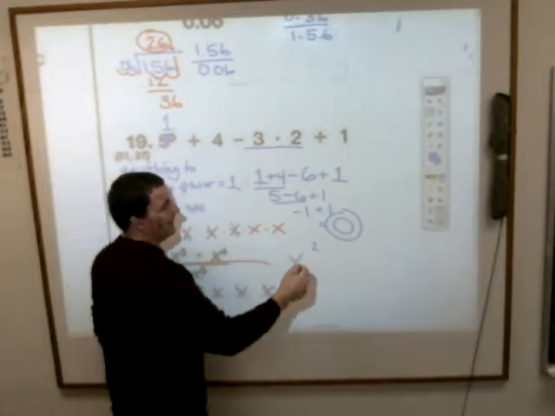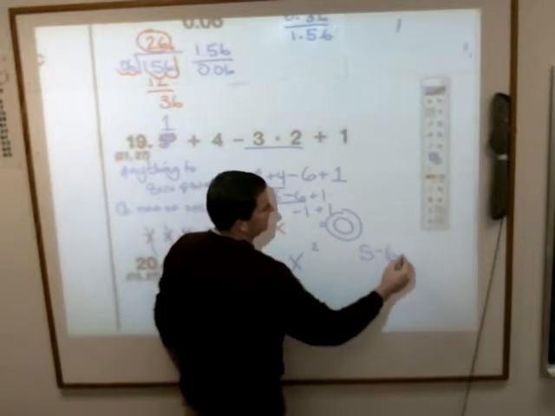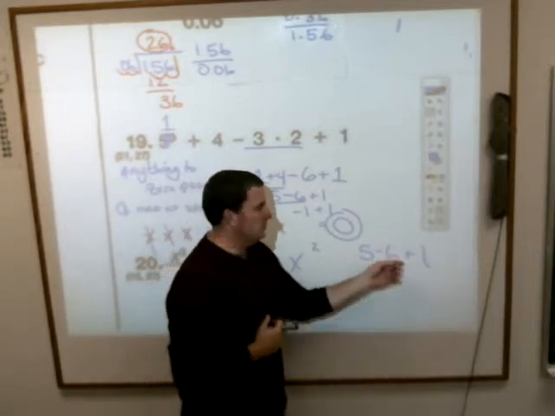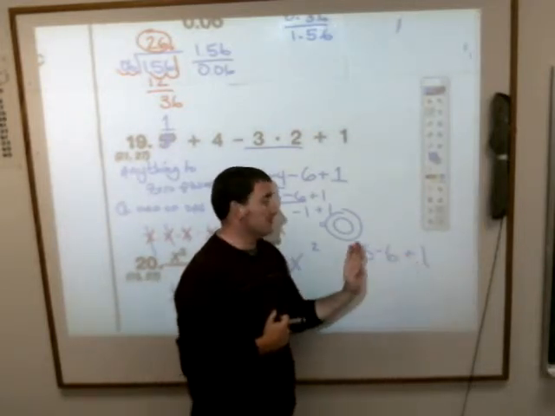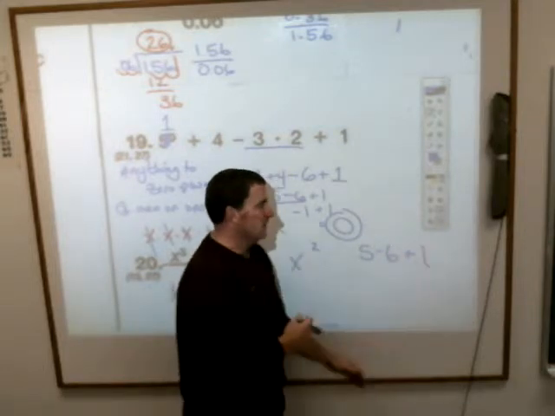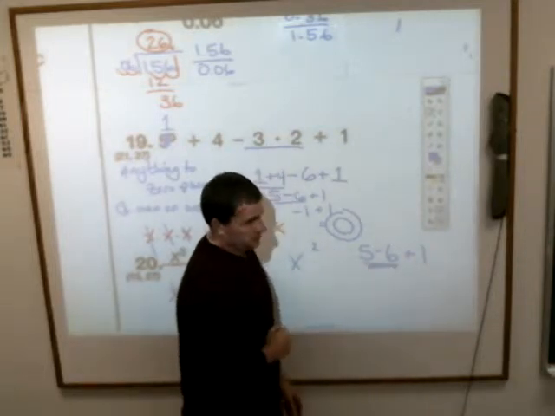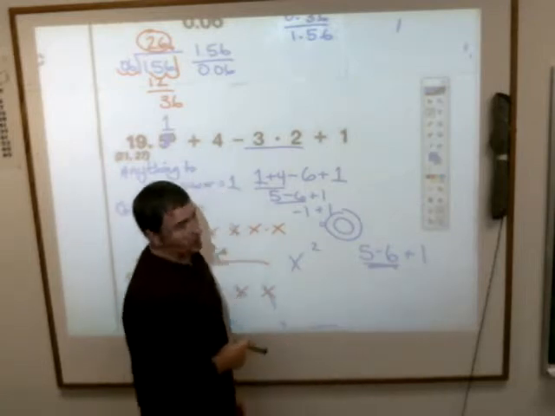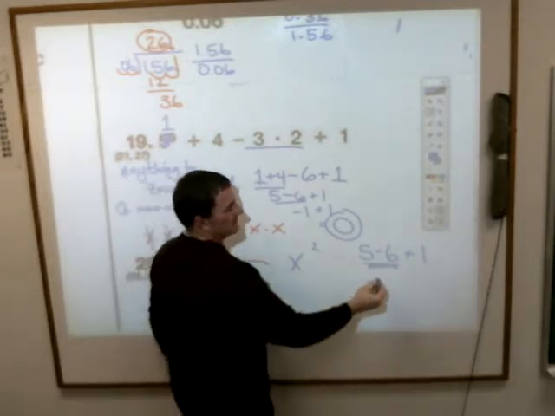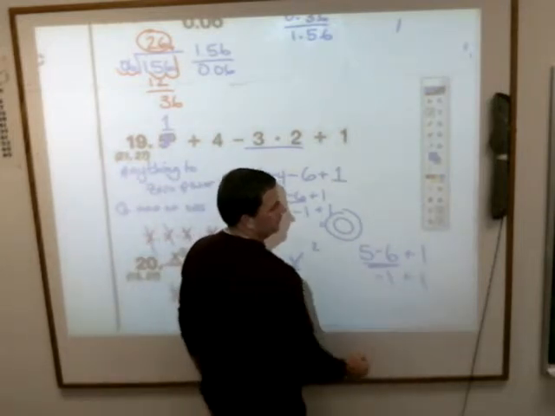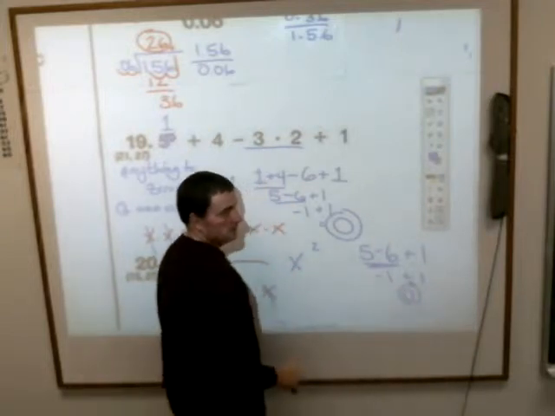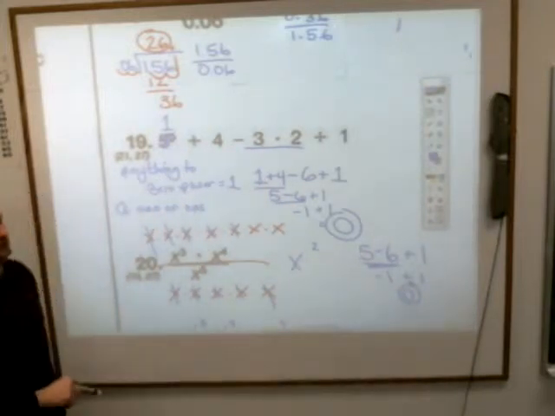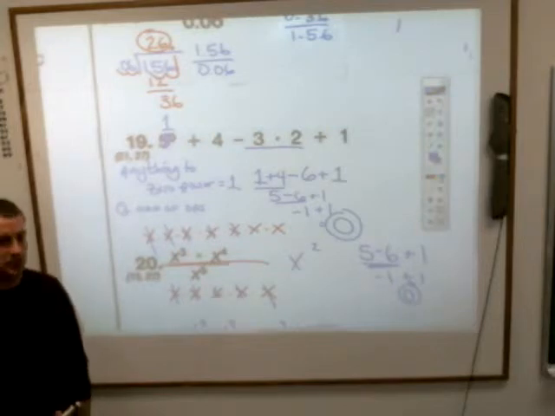Okay, if I end up with 5 minus 6 plus 1, I can't do 6 plus 1 first. You have to start at the left and work your way right. So you have to do 5 minus 6 first. Otherwise, you will get the wrong answer, guaranteed. 5 minus 6 is a negative 1, and then negative 1 plus 1 is 0.